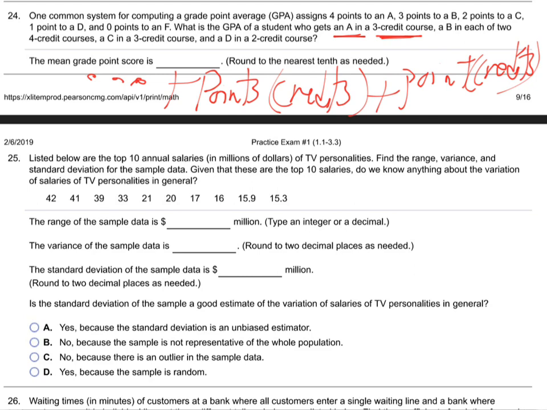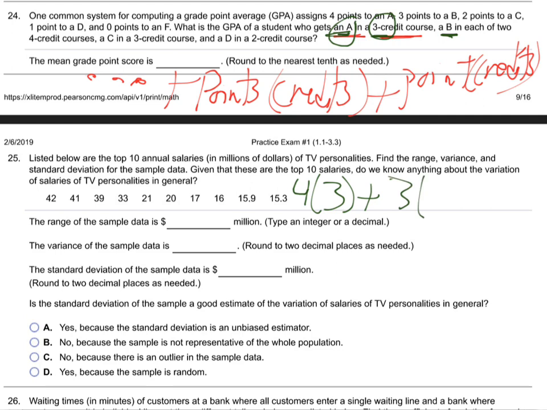So that means A for 3 credits. What's an A worth? 4. So that's 4 points times 3 credits, plus. Good so far? A is 4 points, 3 credits. 4 times 3 plus. B, how much is a B worth? B is a 3.0, right? B is 3 points.